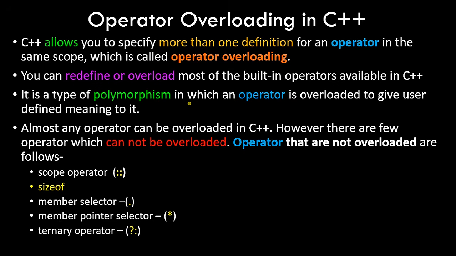In C++ almost any operator can be overloaded, but there are a few exceptions which cannot be overloaded. You can see we cannot overload the scope resolution operator, which is the :: operator. Then we cannot overload the sizeof operator. We cannot overload the member selector, member pointer selector, and ternary operator. Apart from these, all the operators can be overloaded.